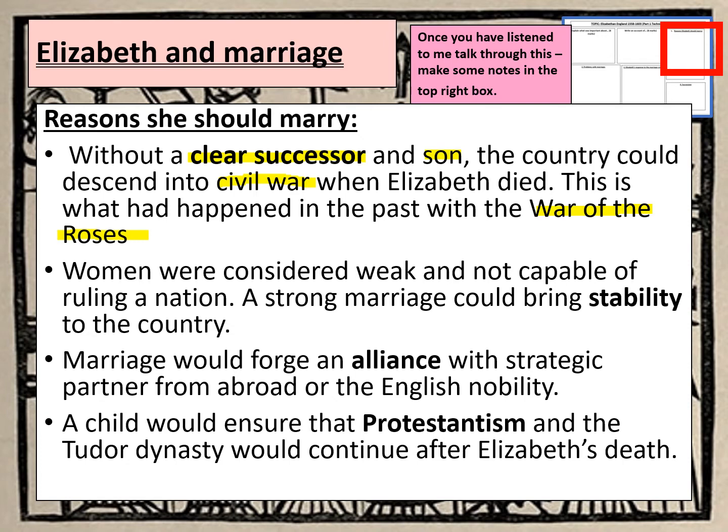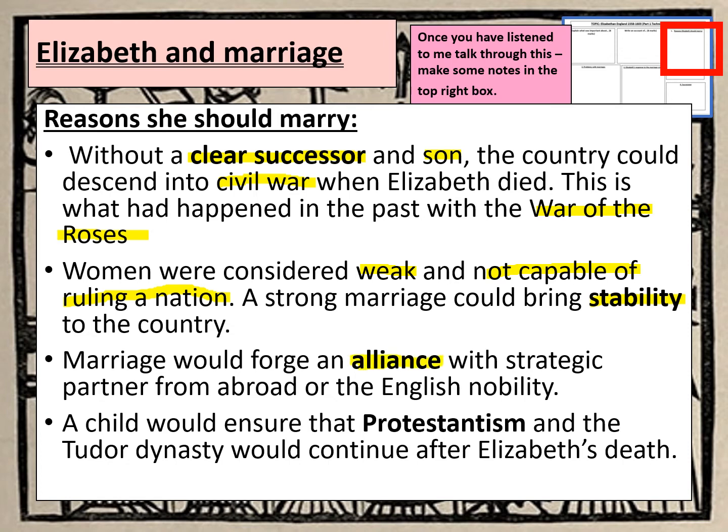Another reason why she should marry is how people viewed women at this time. During this period, women were considered weak. They weren't obviously going to be fighters, and they were seen as not capable of ruling a nation. Women were seen as mothers and nurturers rather than people who could make tough decisions. What many people felt, including many within Parliament and many within the Privy Council, was that marriage would bring stability to the country because people would feel settled. That, number one, there's more likely to be an heir now, and number two, there would be a man to help guide Elizabeth.